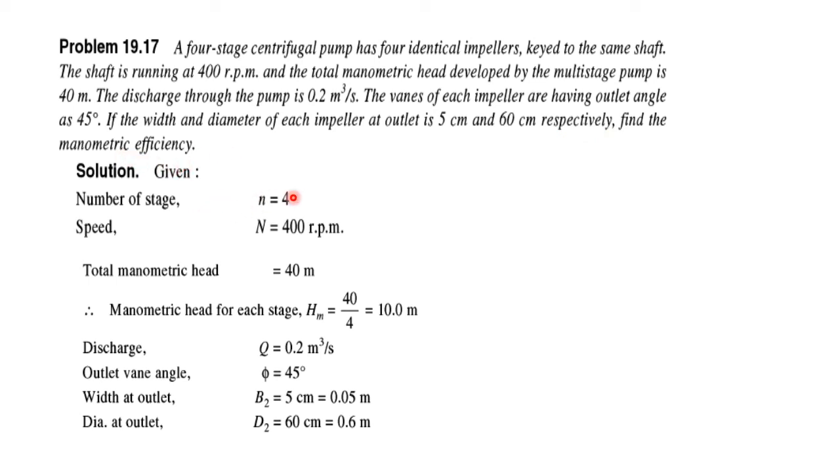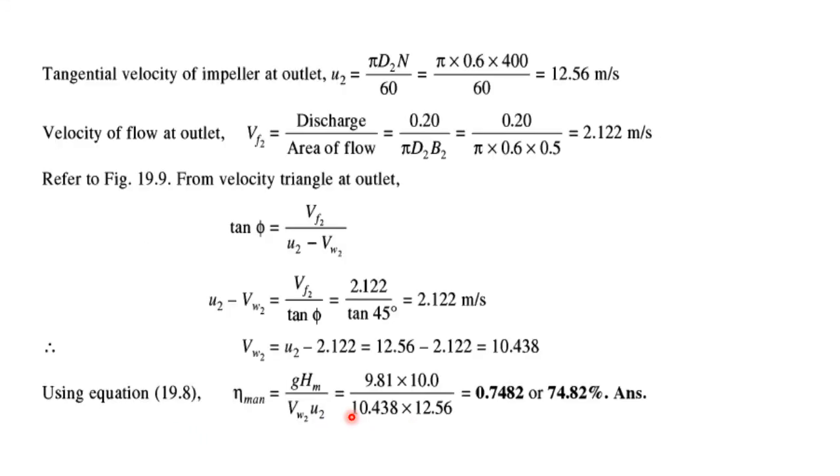efficiency. So what is the data given: number of stages 4, speed of the impeller is 400 rpm, total manometric head is 40 meters, manometric head for each stage is 40 upon 4, that is 10 meters. Discharge is given 0.2 meter cube per second. Outlet vane angle is also given, 45 degrees. Width at outlet is 5 centimeters, 0.05 meters. Diameter at outlet is 60 centimeters, that is 0.6 meter.